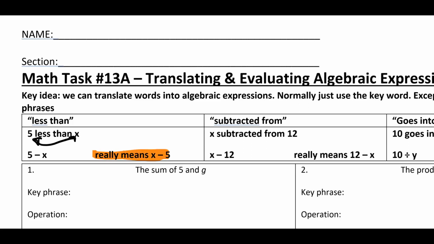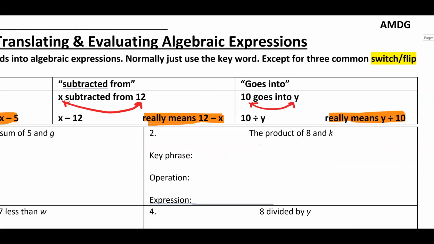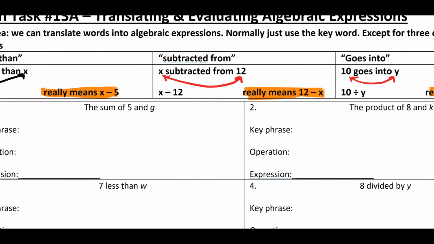Subtracted from is another one, right? 10 subtracted from 12. That's not going to be 10 minus 12. You're going to want to flip it, and say, oh, that's really 12 minus 10. And goes into. 10 goes into y. That's not 10 divided by y. Flip those two, that really means y divided by 10. Okay, so let's practice a bunch of these, and we'll get very good at it.